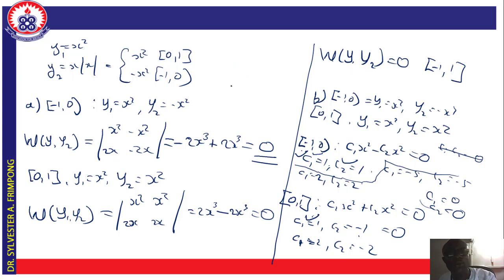So if you go back to our theorem, it says that when the Wronskian is 0, then the functions are not linearly independent. But this one says that even though the Wronskian is 0, the functions are linearly independent. And that is why we are saying that the fact that the Wronskian is 0 does not necessarily mean that the functions are linearly dependent. It can always be linearly independent, as we have seen from this exercise.